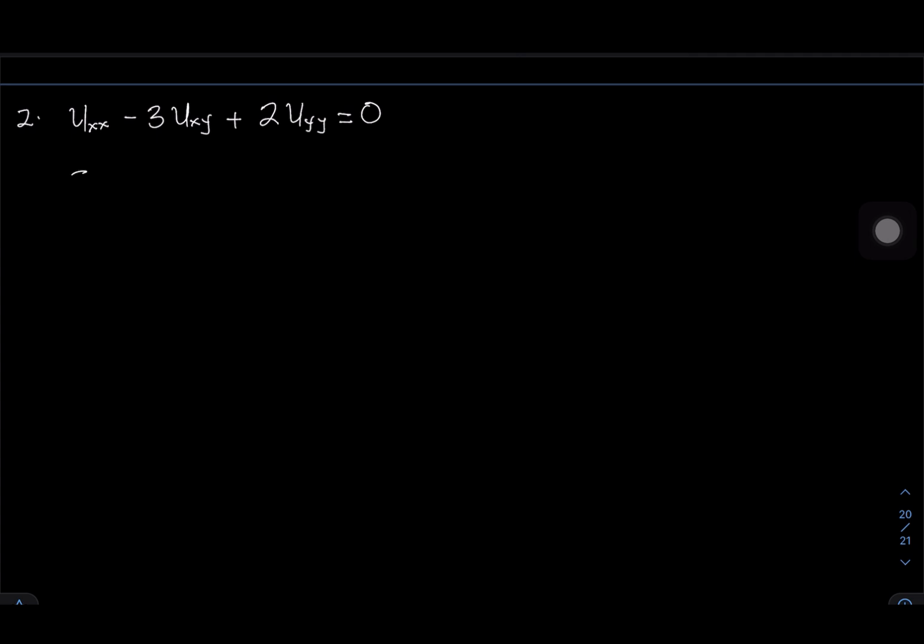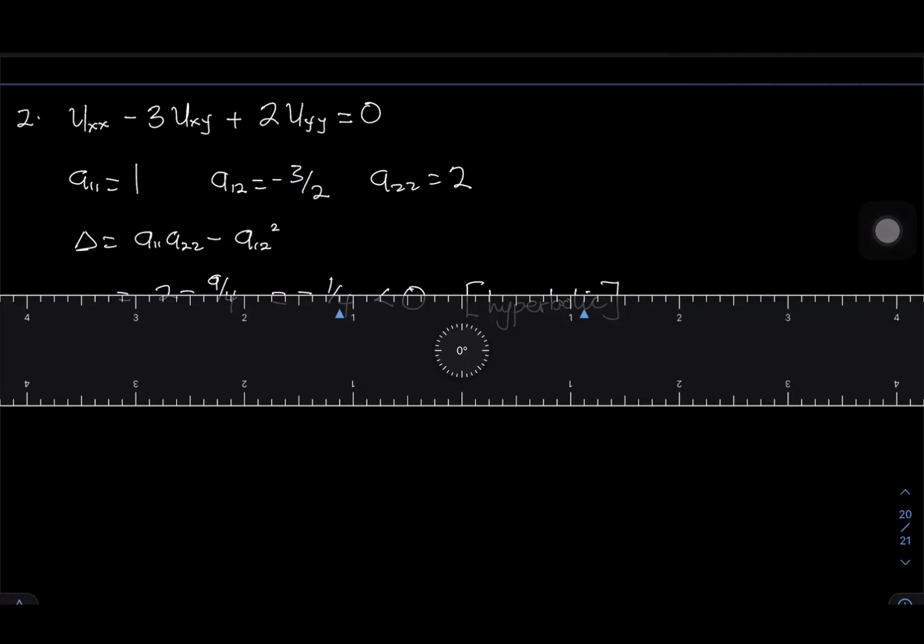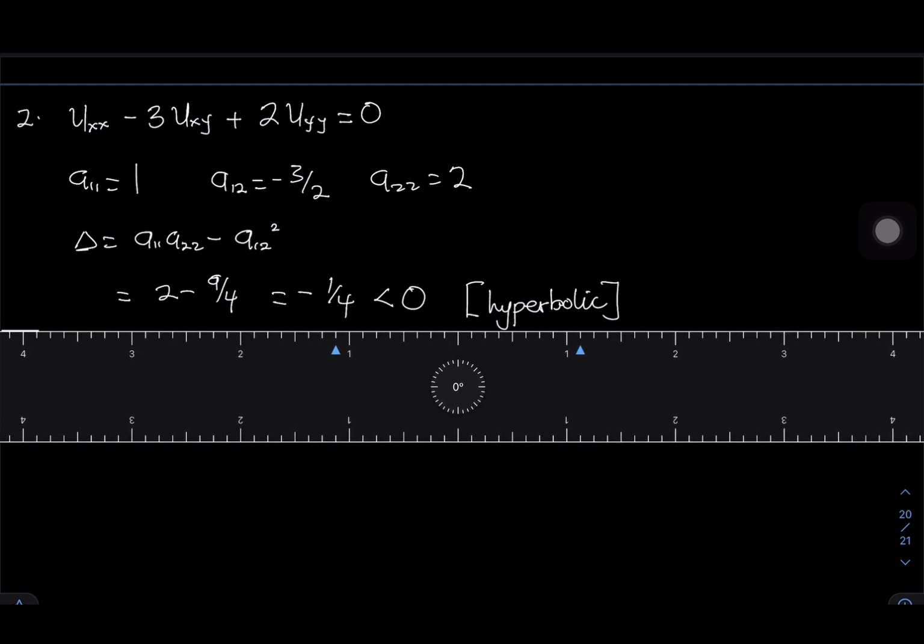Our a11 here is 1, a12 is negative 3 over 2, and a22 is 2. Our delta is a11 a22 minus a12 squared, which is equal to 2 minus 9 over 4. That's negative 1 over 4, which is less than 0. Hence, we have a hyperbolic PDE.